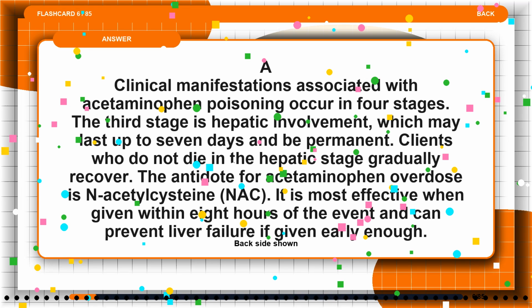The answer is A. Clinical manifestations associated with acetaminophen poisoning occur in 4 stages. The 3rd stage is hepatic involvement, which may last up to 7 days and be permanent. Clients who do not die in the hepatic stage gradually recover. The antidote for acetaminophen overdose is N-acetylcysteine (NAC). It is most effective when given within 8 hours of the event and can prevent liver failure if given early enough.